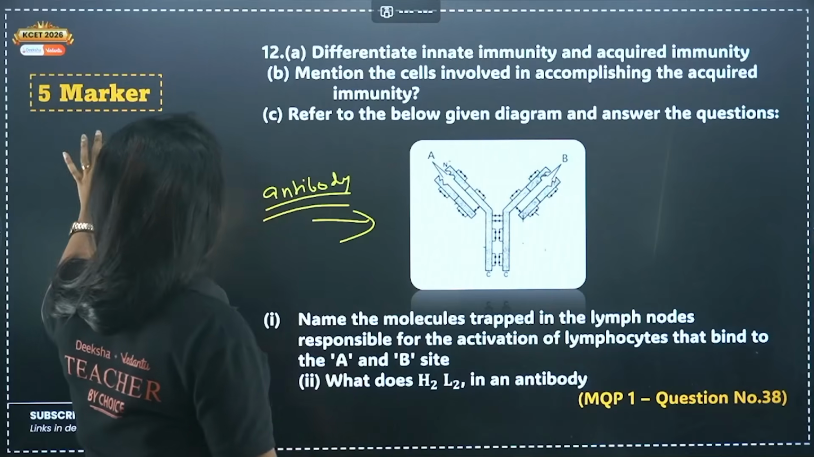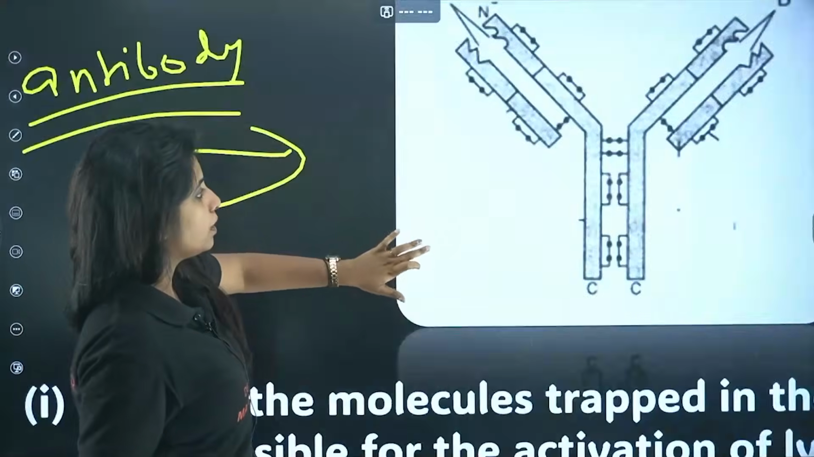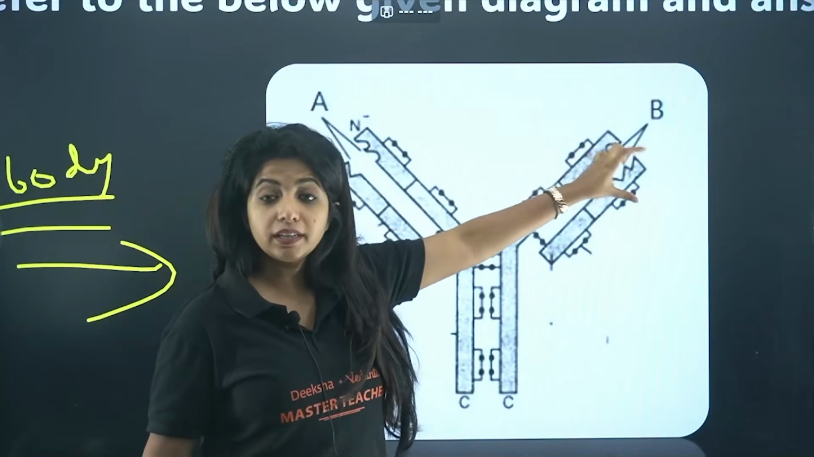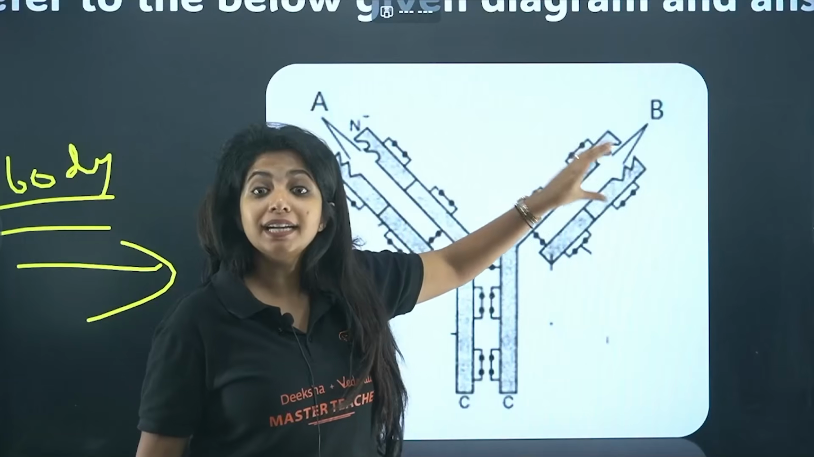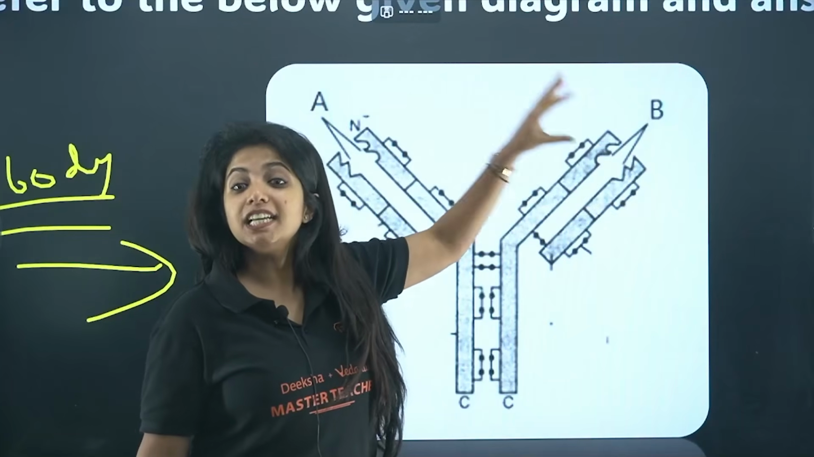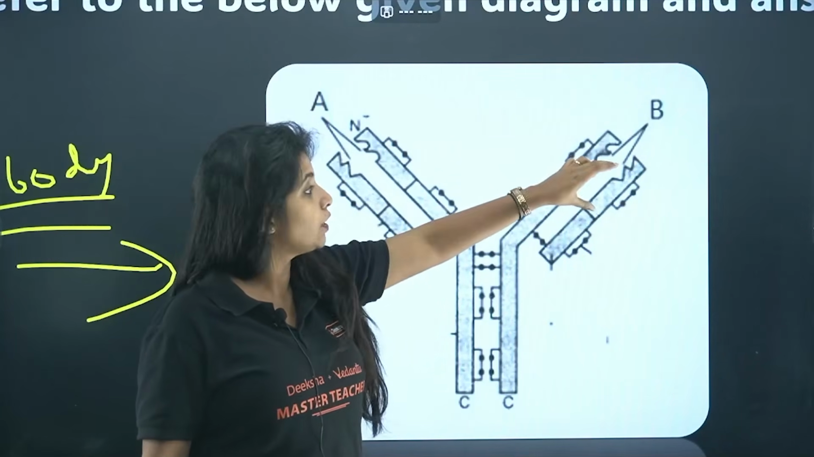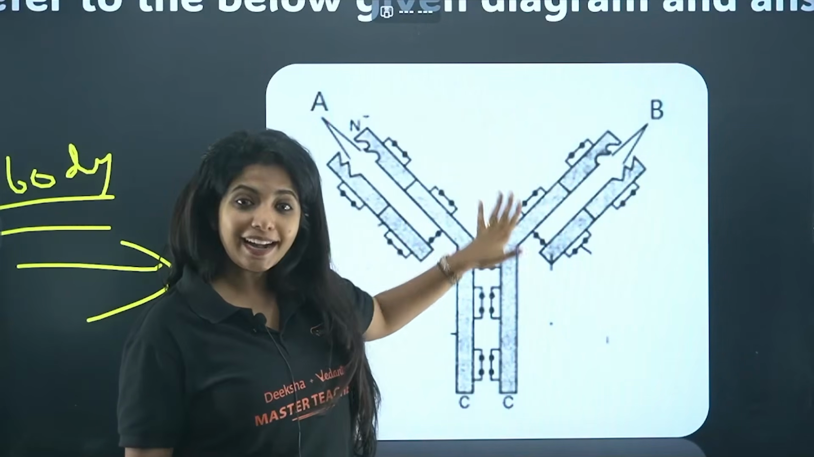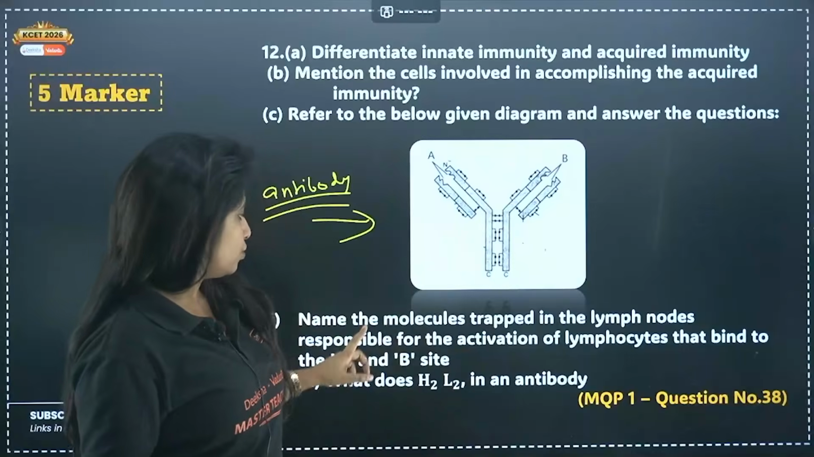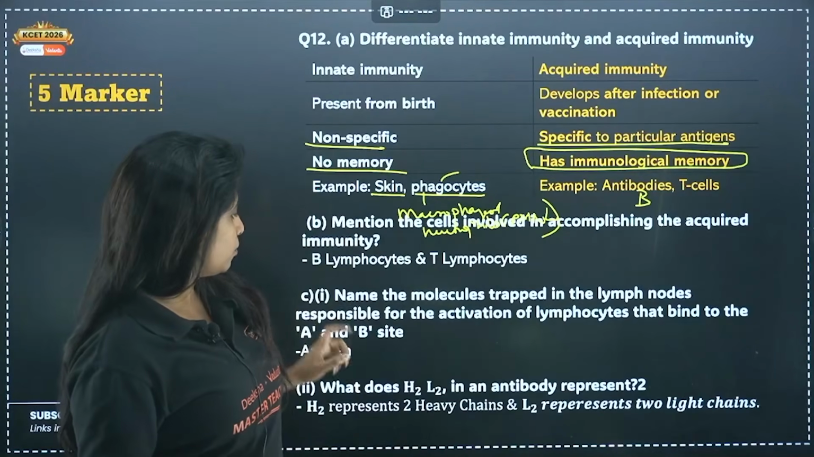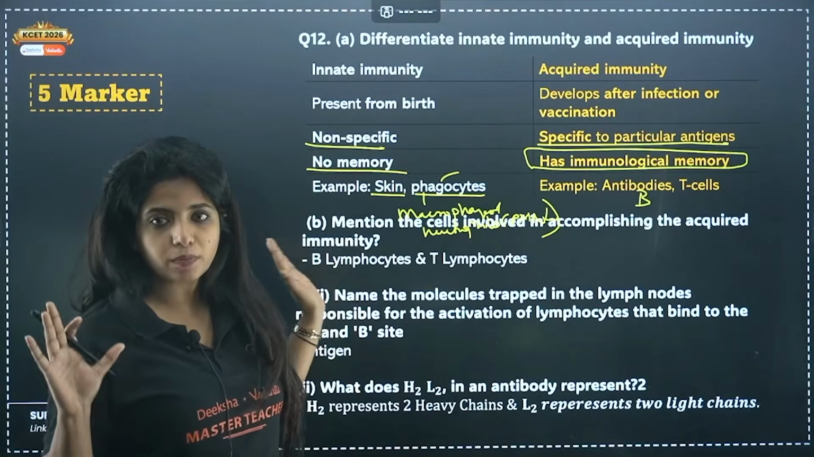You know what is the A and the B site over here? Do you know what is A and the B site in the antibody over here? These are known as antigen binding sites, specifically at the top, A and B. So it has to be an antigen which is trapped over here. So name the molecules trapped. What is the name of the molecules? It is the antigens which are being trapped.